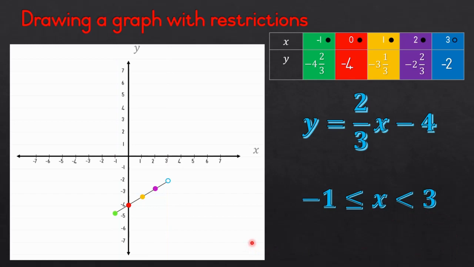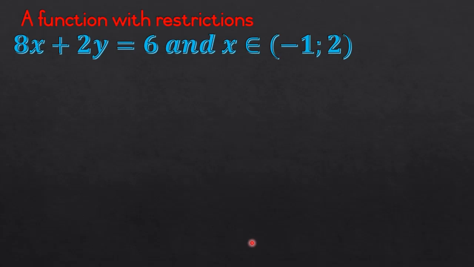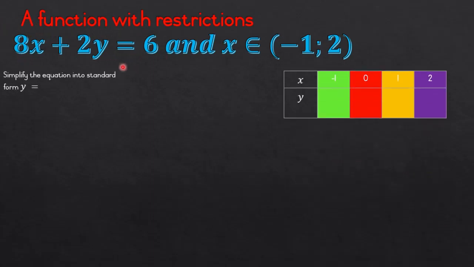Okay, let's do another. And this time we have an equation that looks like this: 8x plus 2y equals 6. Before we actually do something with this, we need to write it in standard form. If we look at the equation they've given us, we can see that 8, 2 and 6 are all multiples of 2. Therefore, we can divide both sides by 2. If we divide both sides by 2, we get 4x plus y equals 3.